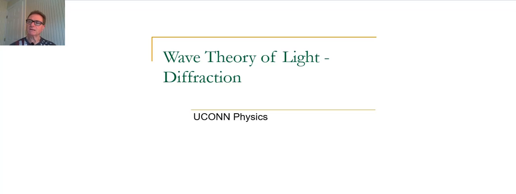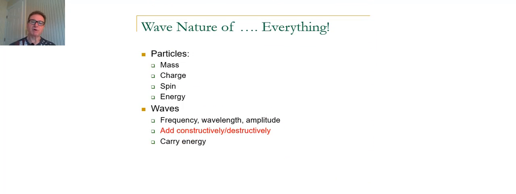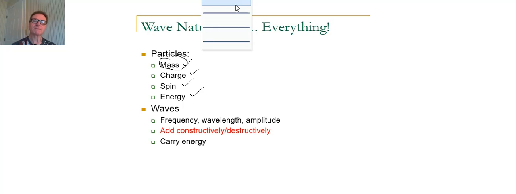So light can be seen as both a particle and a wave, and it has the characteristics of each one. When we think of a particle, it has mass, it can have charge, it can have some kind of spin, and particles carry energy. A particle is a physical entity, and the fact that it has mass is what makes it a physical entity.